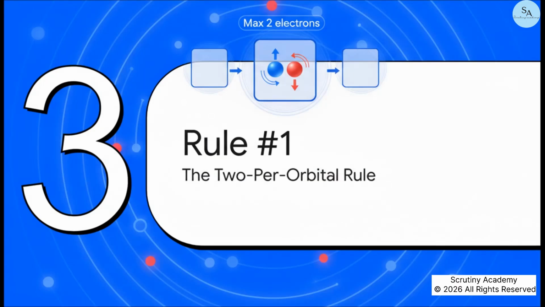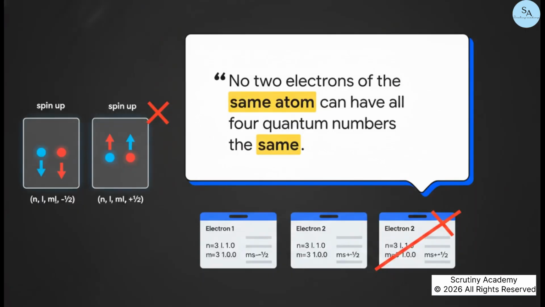All right, let's kick things off with rule number 1. This is the most fundamental rule of them all. It sets a hard, non-negotiable limit on how many electrons can share the same space, the same orbital. This is the famous Pauli exclusion principle, and it states that every single electron in an atom must have a unique set of 4 quantum numbers. It's like a personal ID number for each electron. No two can be exactly the same. They might share the first 3 numbers, but that fourth one, the spin, has to be different.